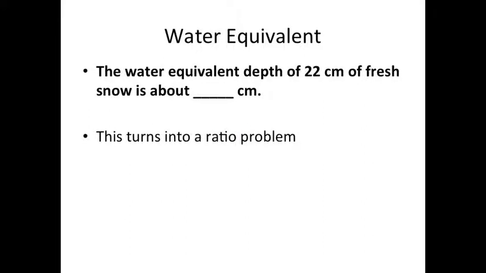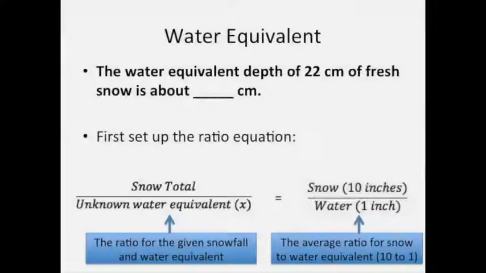Let's try this question. The water equivalent depth of 22 centimeters of fresh snow is about what amount of centimeters? To solve this problem, first set up the ratio equation. To make a ratio equation, the given snowfall and water equivalent goes on the left, which has the snow total on the top, and the unknown water equivalent, or the value you are trying to find, on the bottom. On the right side of the equation, you are going to have the average ratio for snow to water equivalent, which is 10 to 1.